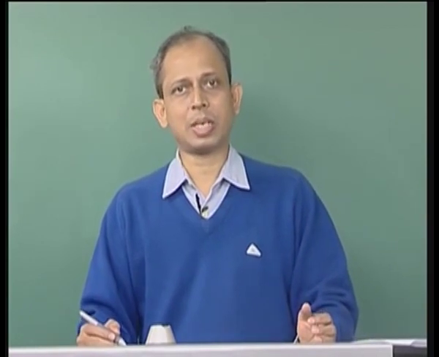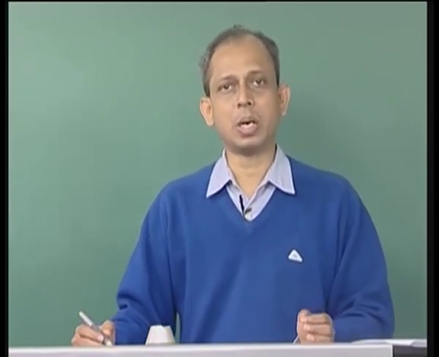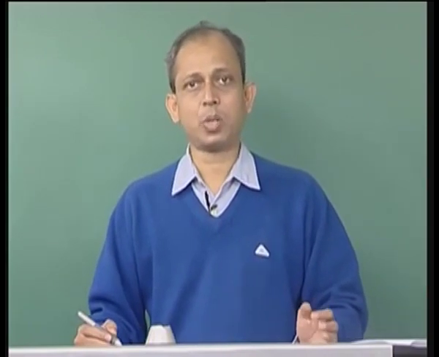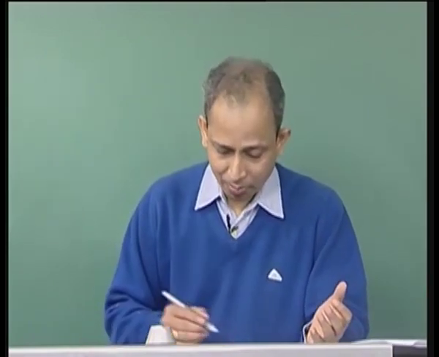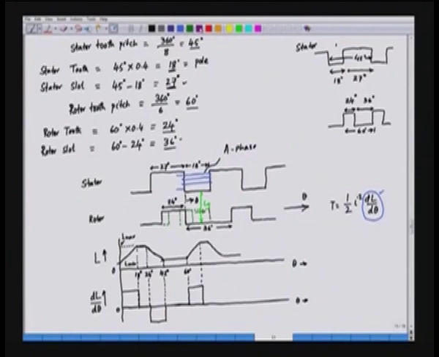Current is injected in such a fashion that it exists only during the positive dL by d theta, because we want positive torque. So the current should be allowed to exist in the positive dL by d theta region and should be 0 for the negative. This is the current for the positive torque. The current should be confined to the positive dL by d theta region to produce a positive torque. Now, this is achieved by applying a voltage at the suitable time.